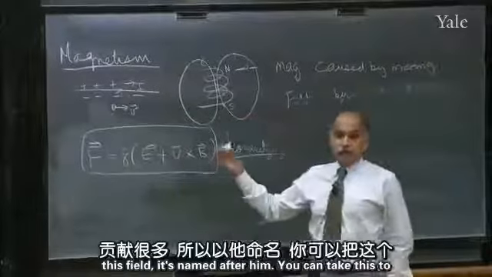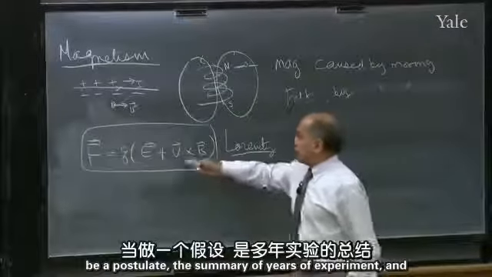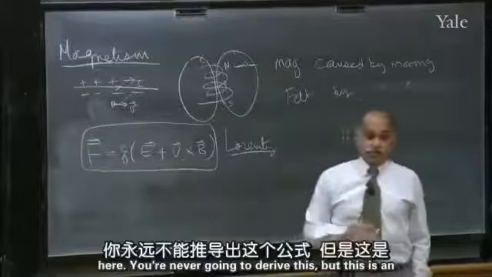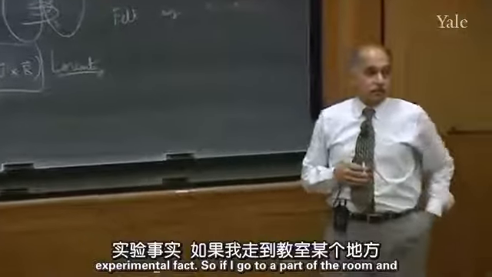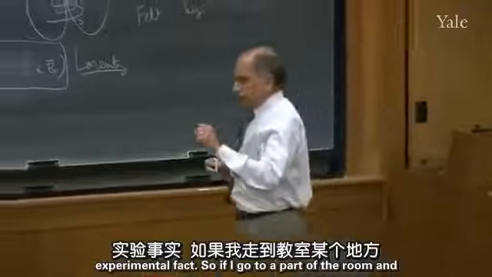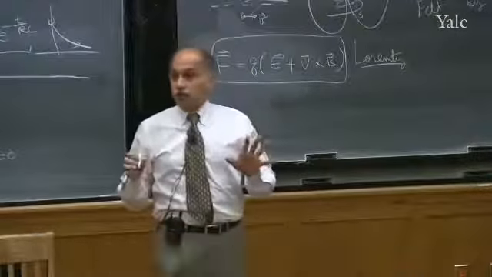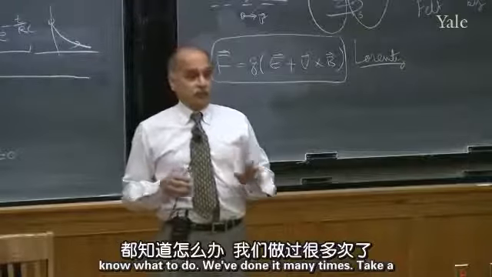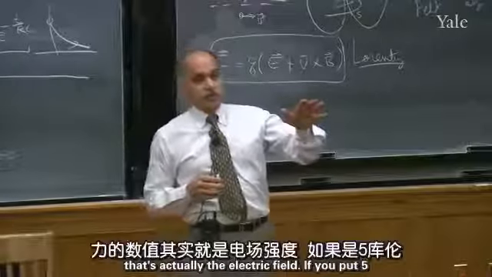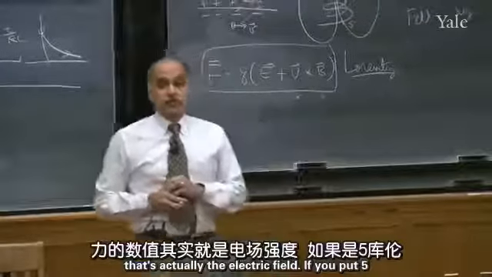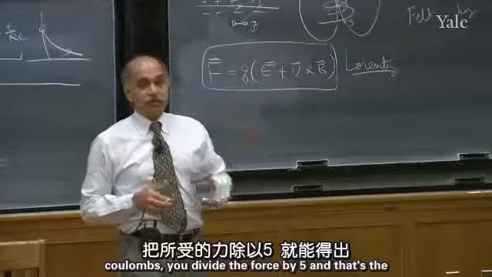You can take this to be a postulate, the summary of years of experiment, and you can say, I want to begin here, you can begin here. You're never going to derive this, but this is an experimental fact. So if I go to a part of the room and say, find the electric field here, I think you all know what to do. We've done it many times. Take a Coulomb and put it there, find the force on it, and that's actually the electric field. If you put 5 coulombs, you divide the force by 5, and that's the electric field.